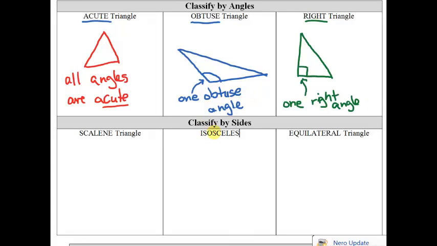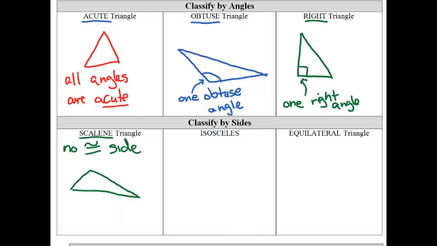Okay, the other kind of triangles, we're looking at the sides of them when we classify them. So classifying by sides, we give them some different names. First, we have the scalene triangle. Now, a scalene triangle is the kind of triangle that has no congruent sides. Not a single side matches any other. So we've got 3 different side lengths. Let's put a short one on there. We'll put a medium on there, and then this is going to be my long one.